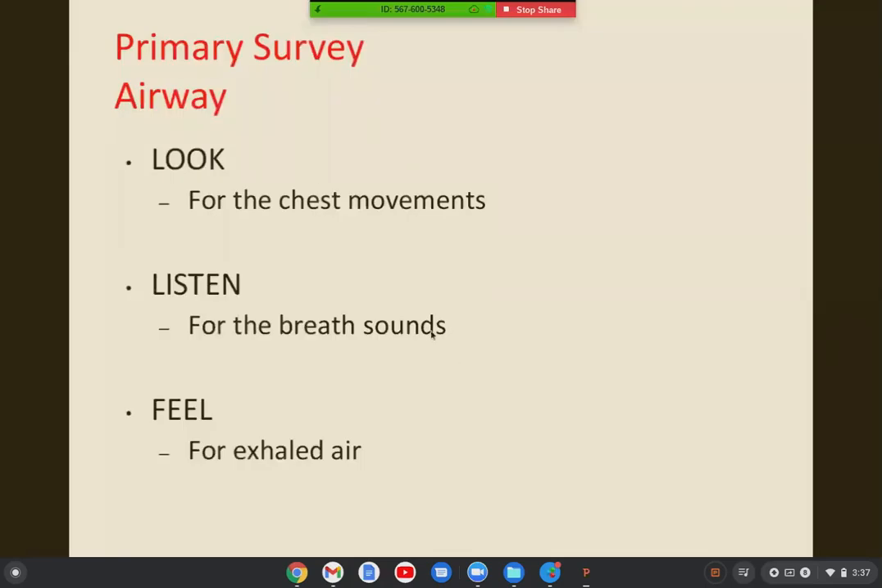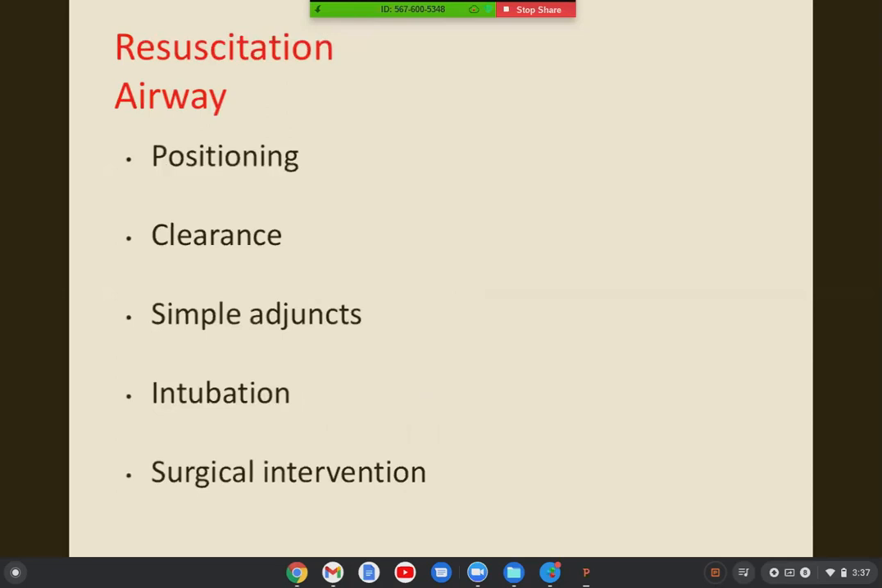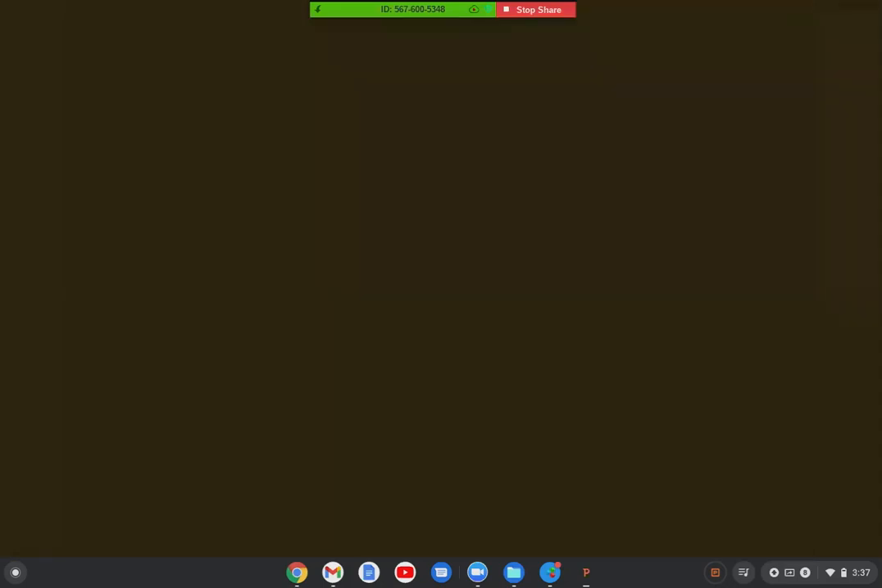In the primary survey, we look for chest movements, for airway. We listen for breath sounds and we feel for exhaled air. We position the airway, clear the airway, put in adjuncts such as an oropharyngeal airway, intubate if needed, and surgically intervene if the neck and face are injured. We will be having surgical interventions, a hands-on workshop on trauma in June.